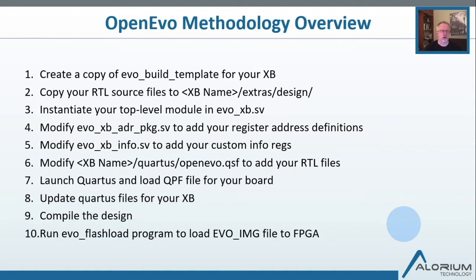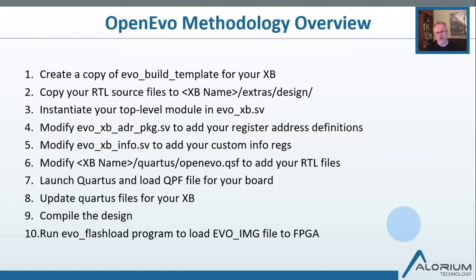Then we want to modify our address package file so that we can enter in the addresses of the various CSRs that we've added in the custom logic. And finally, we're going to modify our EvoXP info file to add any additional info CSRs that we want to add. In the Quartus directory, we're going to modify the OpenEvo QSF file and specify in there any additional files that Quartus needs to know about.